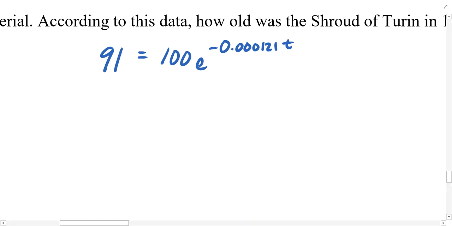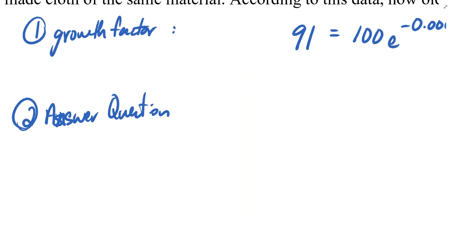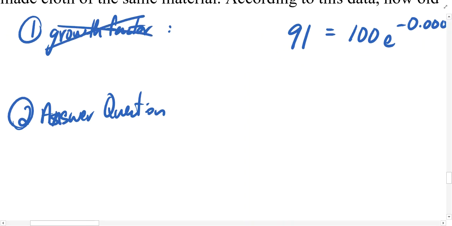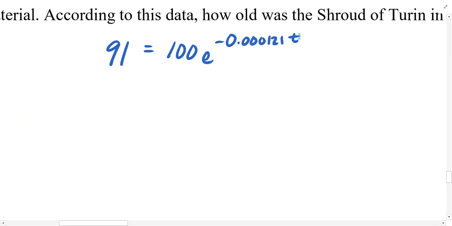I had forgotten that this problem actually did give us the growth rate, so we don't really have to determine our growth rate or growth factor. We can really just answer this question from here. We just have to do the math necessary to solve for t. So we'll move the 100 to the left side of the equation by dividing, and 91 divided by 100 is 0.91.